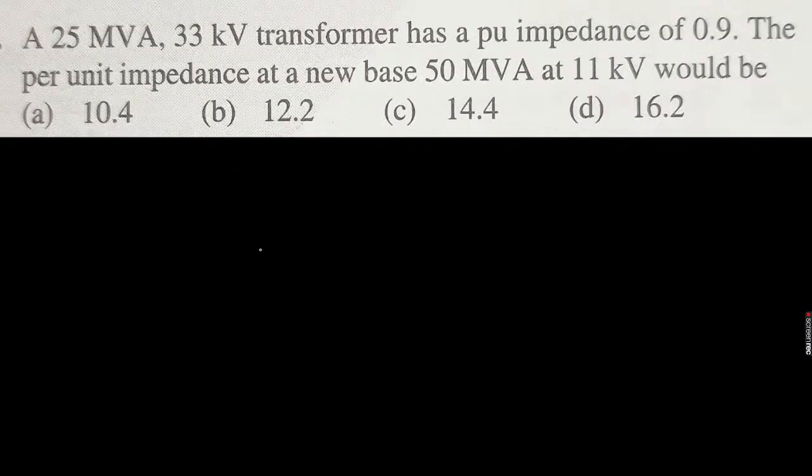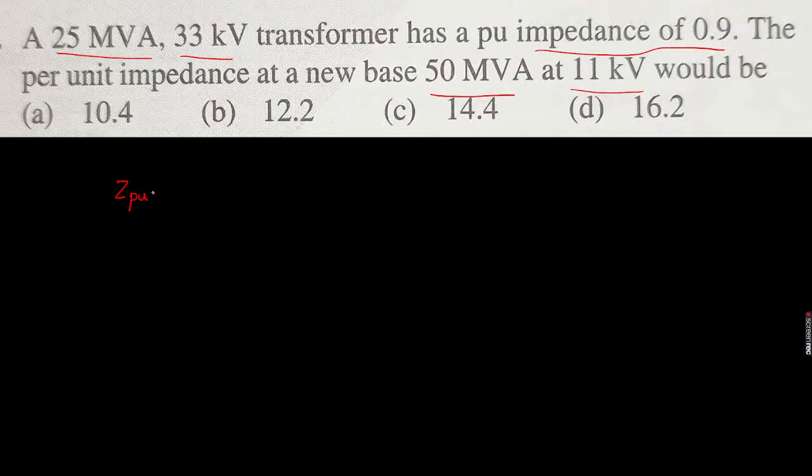Okay. See what they have asked in the next question. The question is, the 25 MVA 33 kilovolt transformer has a per unit impedance of 0.9. The per unit impedance at a new base of 50 MVA and 11 kilovolt would be dash. That is very simple.